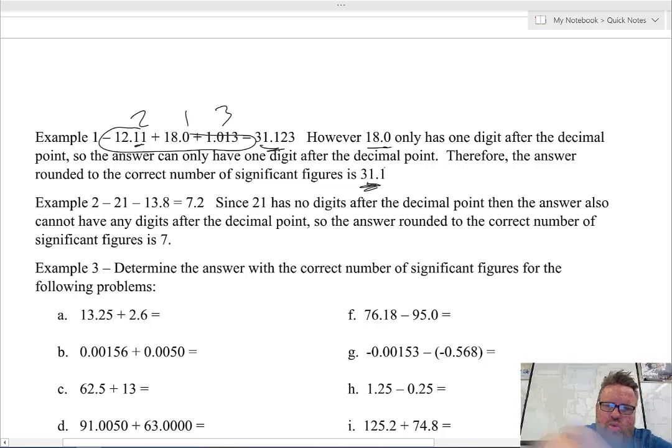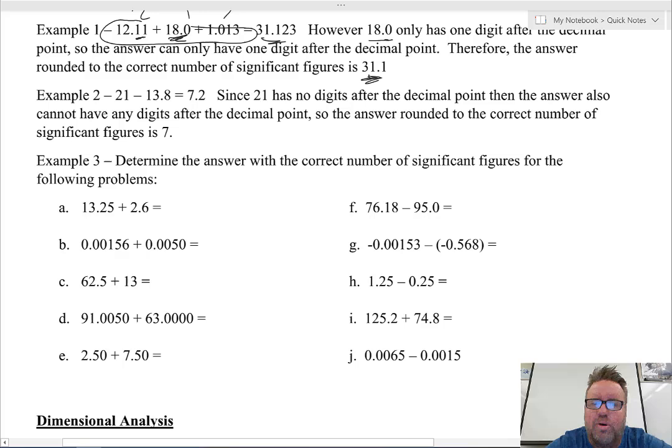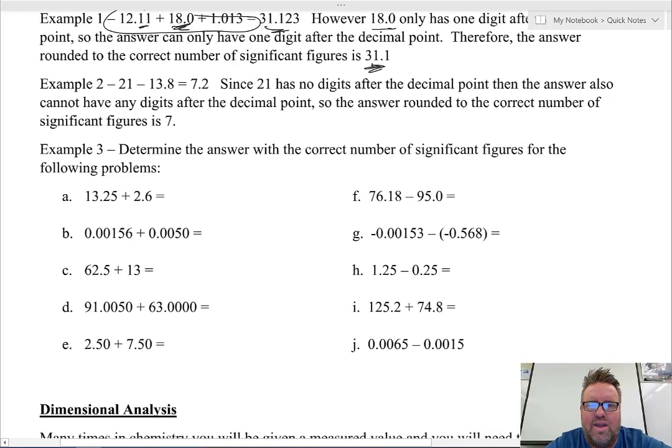Now, it's just coincidence that 18.0 has 3 significant figures, and so does the final answer. But again, many times with addition and subtraction, your final answer will not have the same total number of significant figures like the multiplication and division rule. In example 2, we've got the number 21, and we're subtracting 13.8. The calculator answer is 7.2. But because the number 21 has no digits after the decimal point, your answer can't have any digits after the decimal point. So the correct answer is just 7.